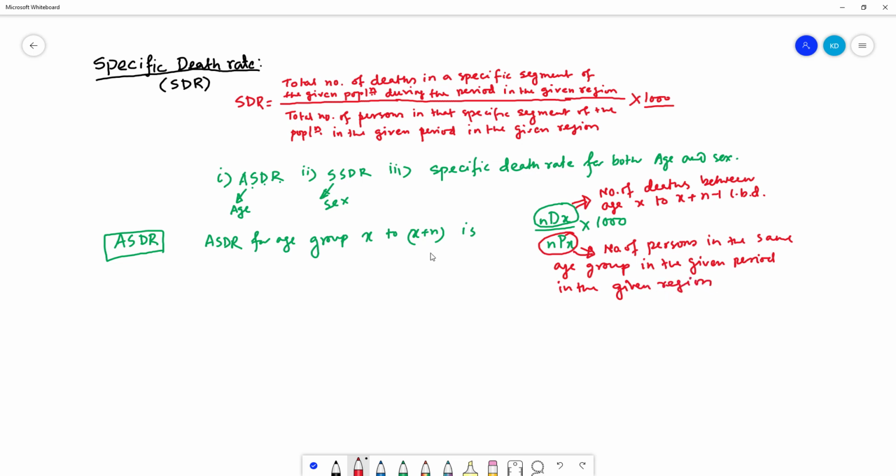And it is denoted by nMx. nMx is the age specific death rate for age group x to x plus n, and this is equal to ndx by npx into 1000, where ndx is the number of deaths between age x to x plus n minus 1 last birthday, and npx is the number of persons in the same age group in the given period in the given region.